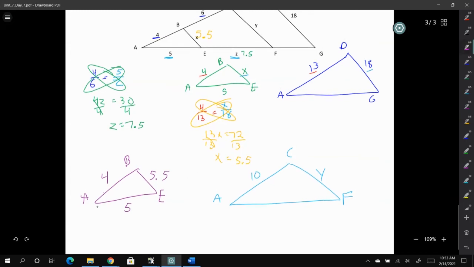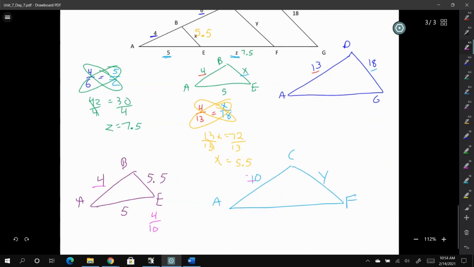So we can set up another ratio. 4 over 10 is equal to 5.5 over Y. So then when we cross multiply, we get 4Y is equal to 55. And when we do 55 divided by 4, Y is equal to 13.75.